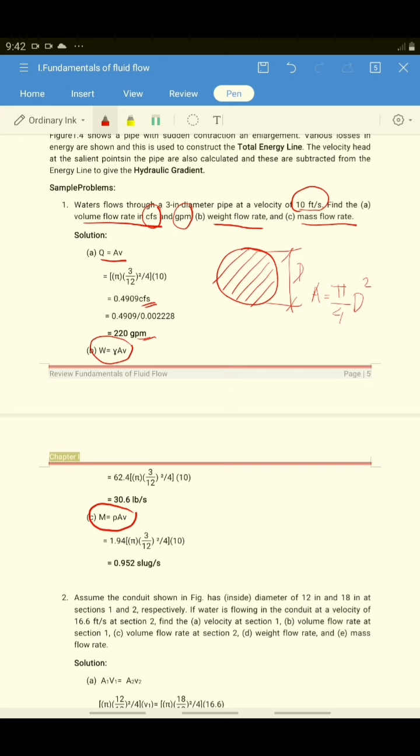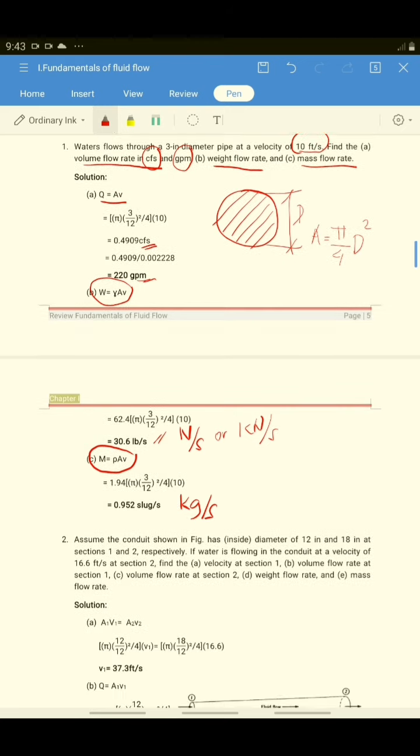However, for the weight flow rate in letter B and for the mass flow rate in letter C, there's no unit specified in the problem. So if you are going to answer also, this will be in Newton per second or in kilonewton per second. So it is acceptable because there's no specified unit in the problem. And also in the mass flow rate, if your answer will be in kilogram per second, it is also acceptable.